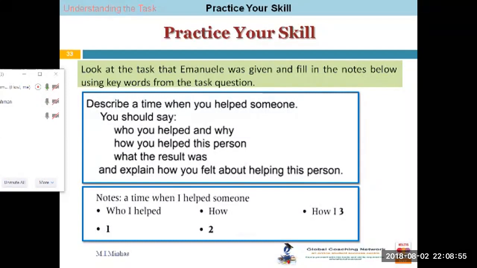Okay. So now it's your turn, Shakil. Yes, sir. Who did you help and why? I helped my cousin to get admission in university in BS software engineering. What was the result? He got admission, and now he is in fourth semester and got a 4 CGPA. Wow, that's very good. And explain how you felt about helping this person. I feel very happy because I feel he is growing.